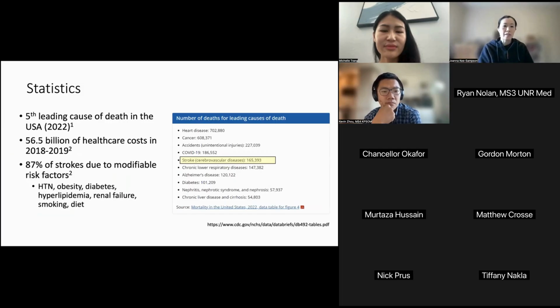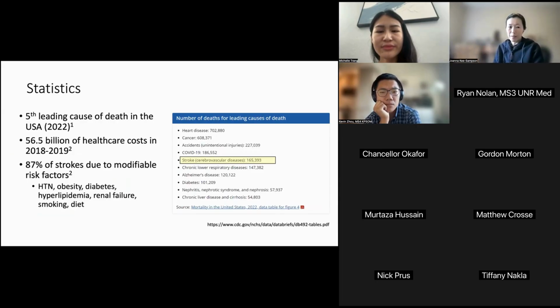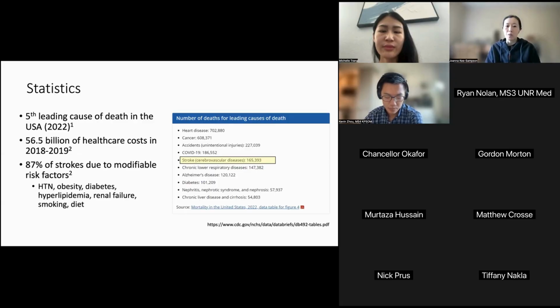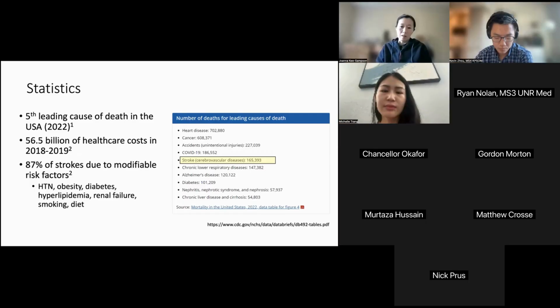So quickly, a few statistics. Stroke, unfortunately, is a leading cause of death in the US and costs the country a lot of money, 56.5 billion. These are the numbers that we got from 2018, 2019. The risk factors for stroke are a lot of the same risk factors as coronary artery disease and peripheral artery disease. So hypertension, obesity, diabetes, renal failure, smoking, for example, all of these risk factors that cause coronary artery disease are the same risk factors that cause stroke.